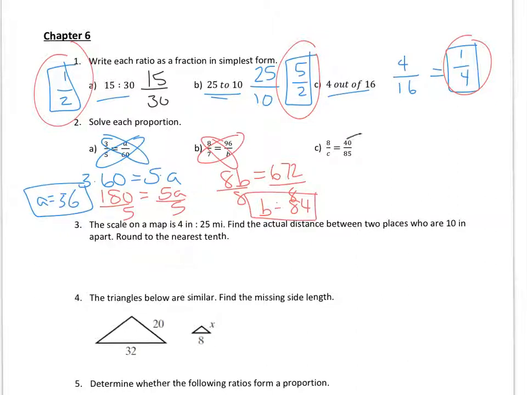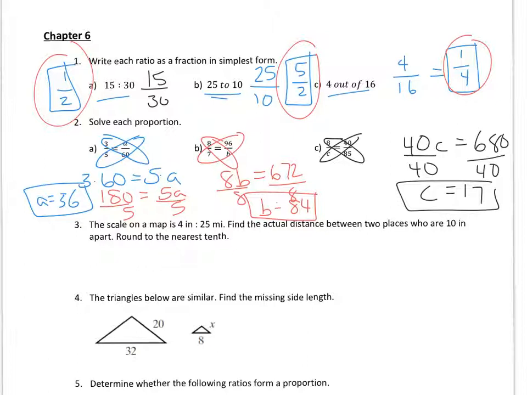And then the last one, you circle the diagonals. So it's 40 C's, because 40 times C is 40C. And then 8 times 85 is 680. And you divide both sides by 40. So 680 divided by 40 is 17.